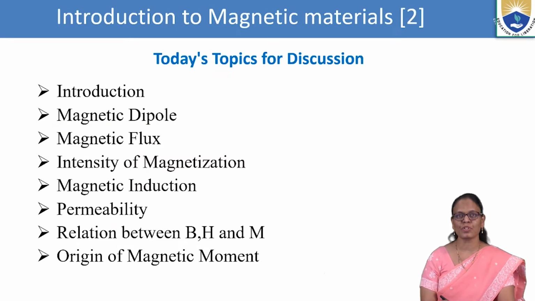Now, when it comes to today's topic, here is the brief outline. First we will see the introduction: what are magnetic materials and what is a magnetic dipole, magnetic flux, intensity of magnetization, magnetic induction, permeability, then the relationship between B, the magnetic flux, H, the magnetic field strength, and the magnetization. And also we are going to understand the origin of magnetic moment in magnetic materials.